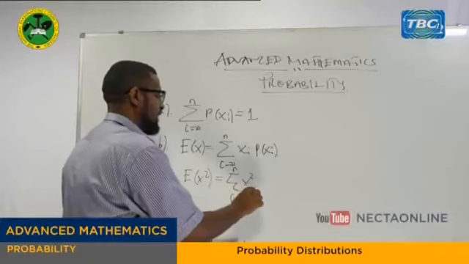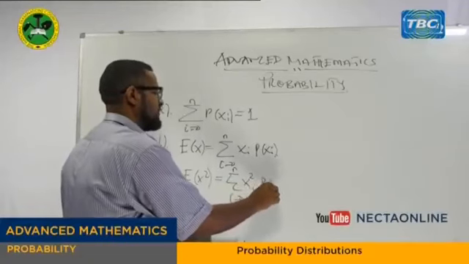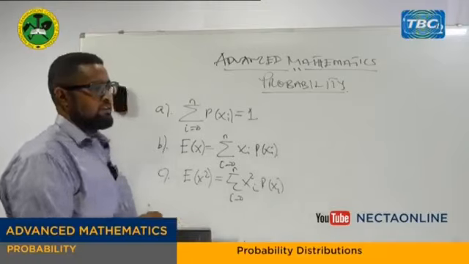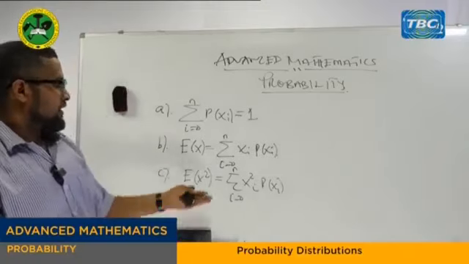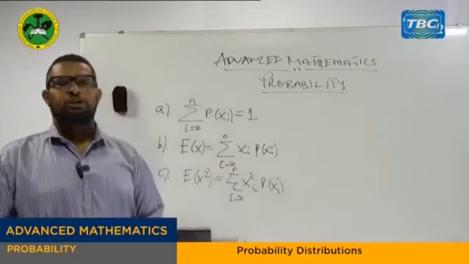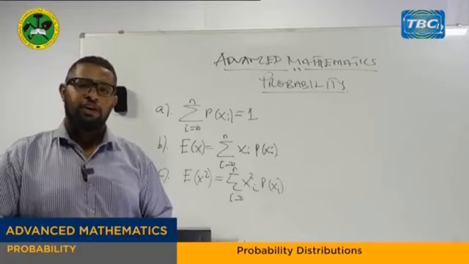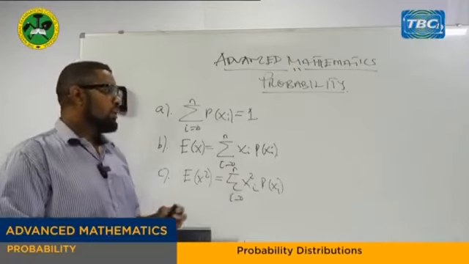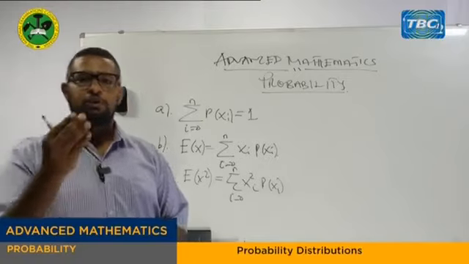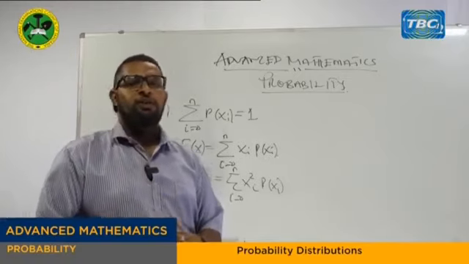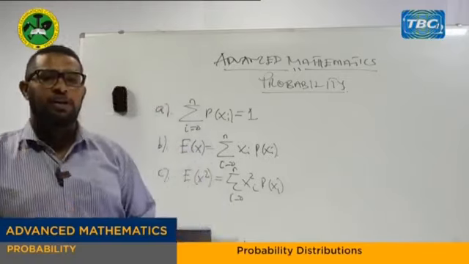x square, then times probability of x. So this is used to find the expectation of the asked variable. But not only expectation, you may also be asked to find the variance of the discrete random variable.